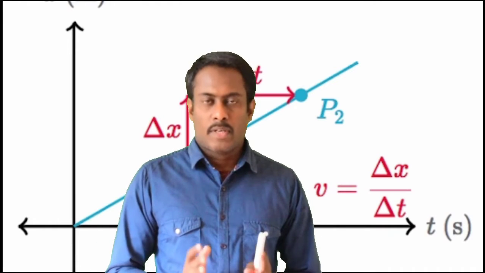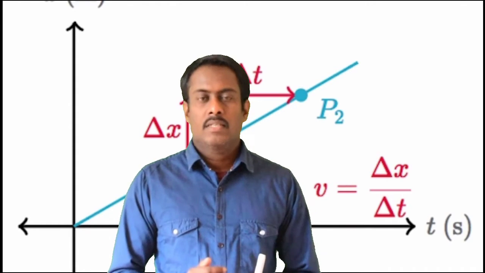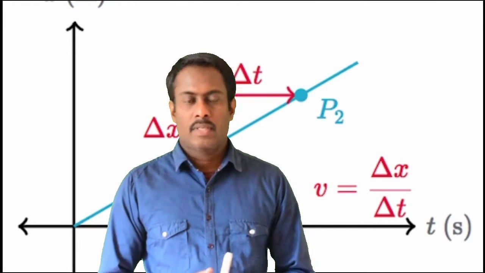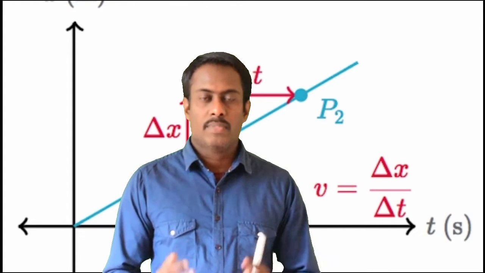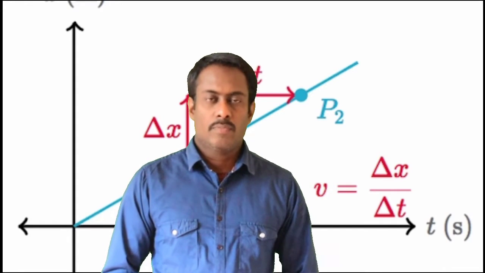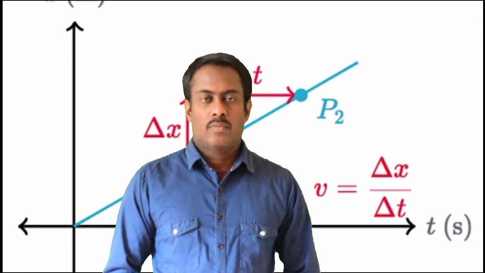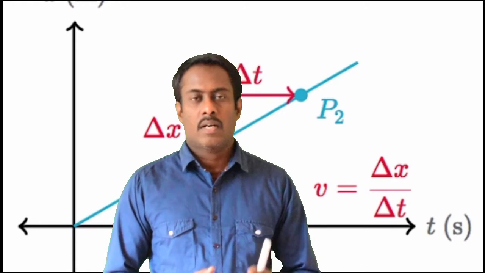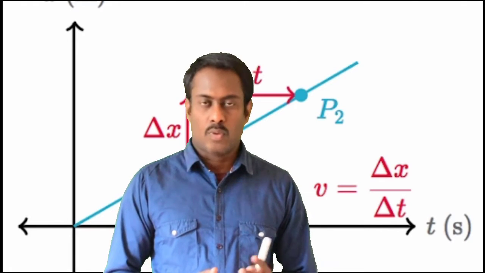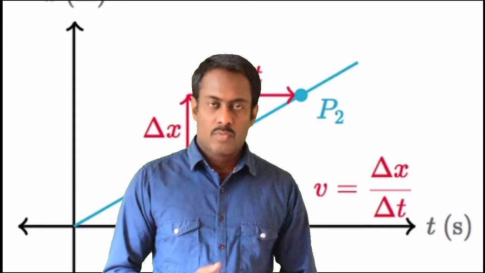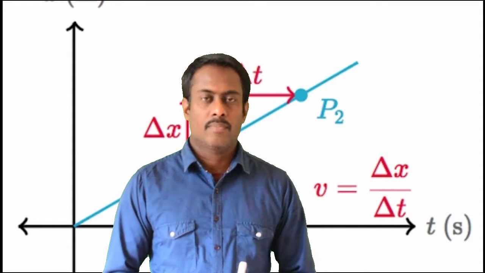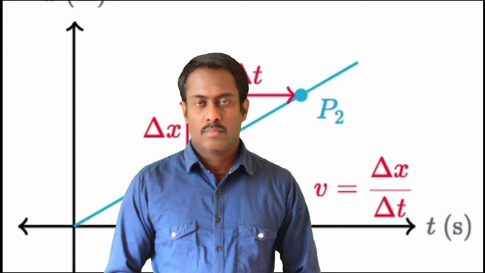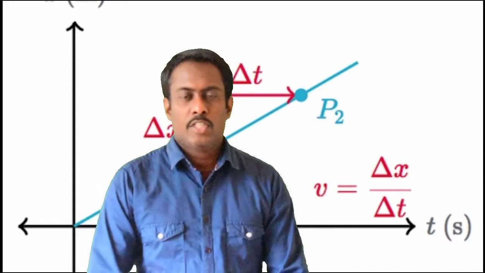Uniform speed of an object. When an object covers equal distances in equal time, then the speed of that object is known as uniform speed. And when an object covers equal distances in unequal time intervals, or unequal distances in equal time intervals, then it is called non-uniform speed.